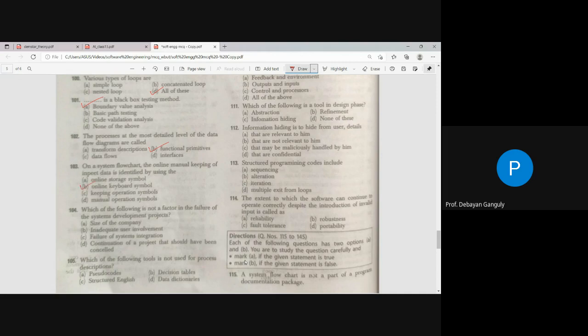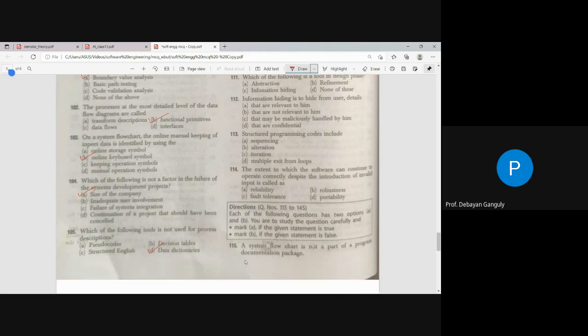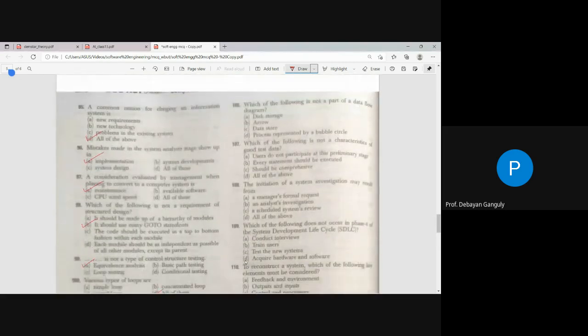Which of the following is not a factor in the failure of the system development project? That is size of the company. Which one of the following tools is not used for process description? That is nothing but data dictionary. This is 105. And in 106, which of the following is not a part of data flow diagram? Of course, disk storage. And which one of the following is not a characteristic of good test data? That is, users do not participate in the preliminary stage.